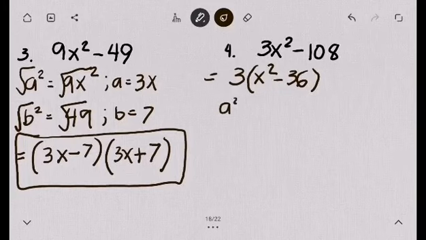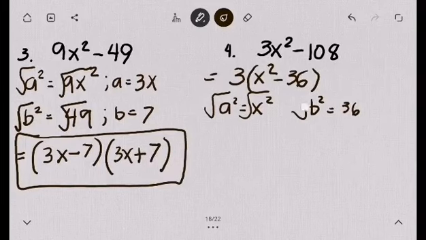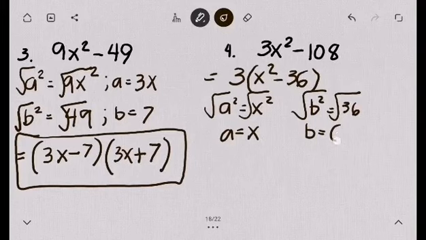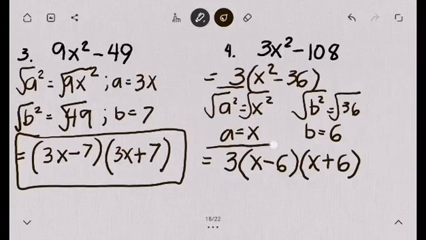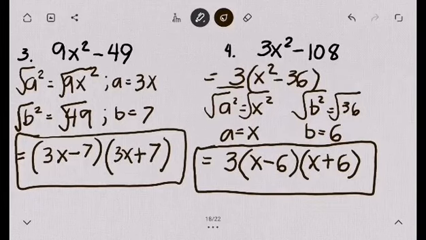So this time we have a square is x square. And then yung b square natin is 36. So kunin natin yung roots. So ang a natin is x. And then yung b natin ay 6. So kapag tinuloy natin yung factoring, kopyahin lang natin yung GCF kasi part siya ng factor. So we have 3 times the quantity of a, which is x, minus b, times the quantity of a, again, which is x, plus b, which is 6. Okay, so ito yung factored form, yung ating pang-apat na given.